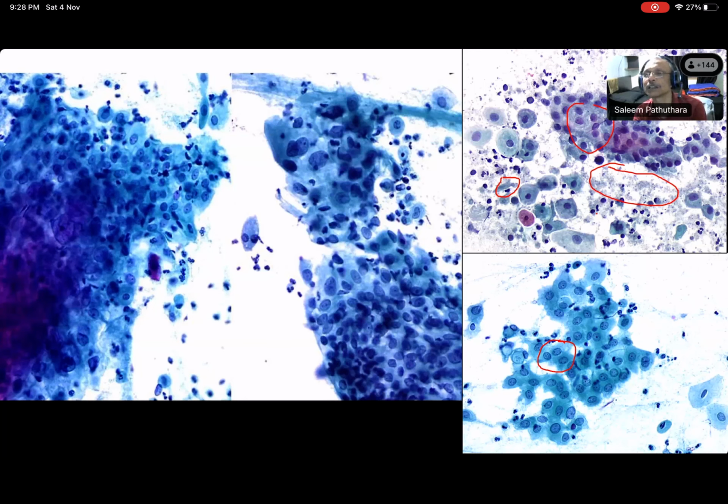What will be my final impression? Negative or positive? Negative for intraepithelial lesion or malignancy. Then I will also add reported as per the Bethesda System 2014, right? This will be my diagnosis.